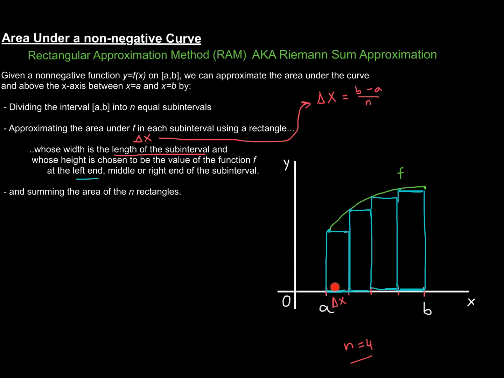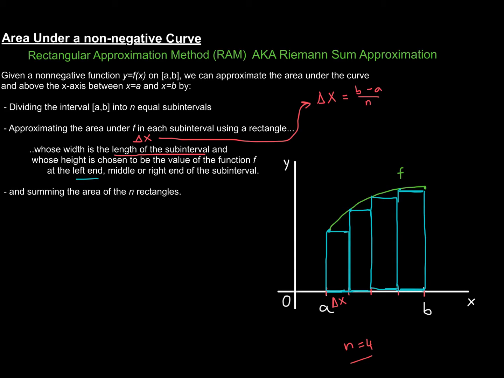Okay, so we know the base of each of the rectangles and how to compute them, depending on the number of subintervals. And now we want to know, how do we calculate the height? Well, that's pretty easy. We're just using the value of the function, either at the left endpoint, the midpoint, or the right endpoint of that particular subinterval. So in this particular situation, we use the left endpoint.